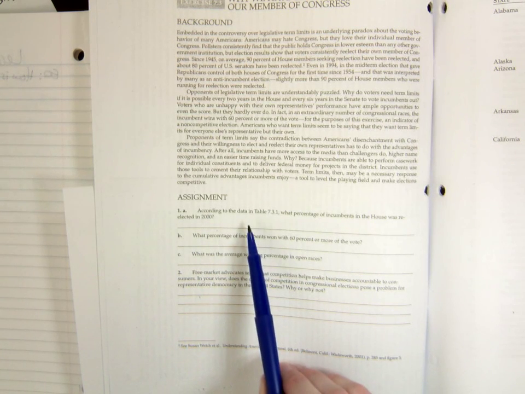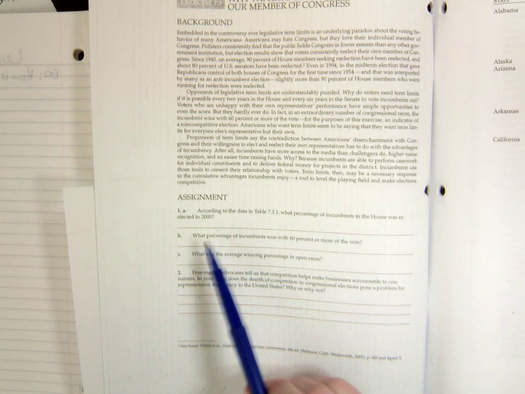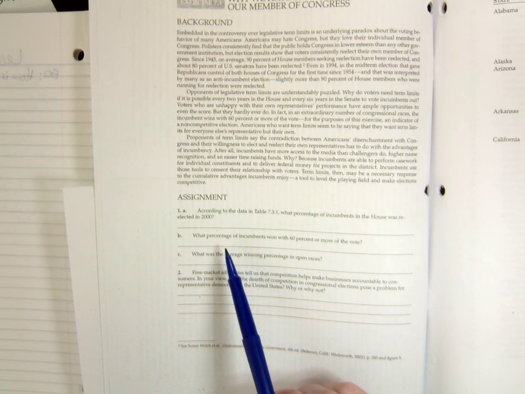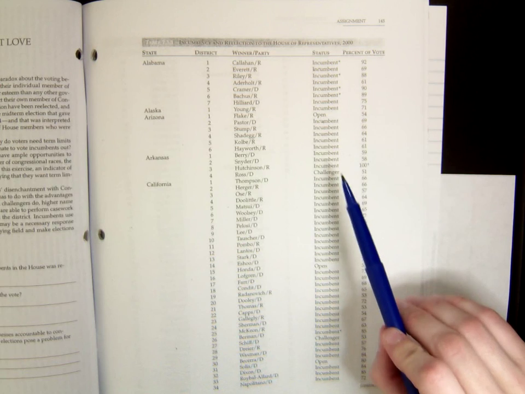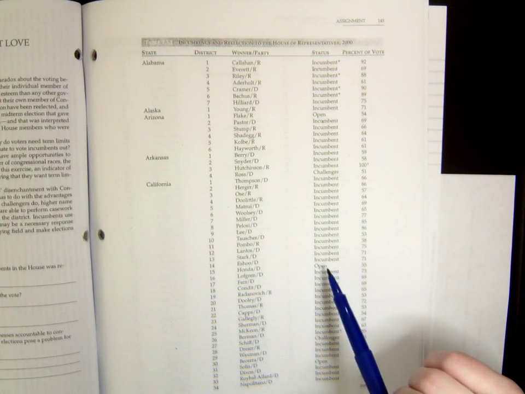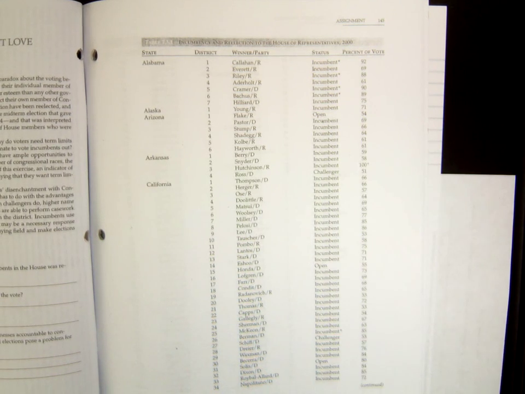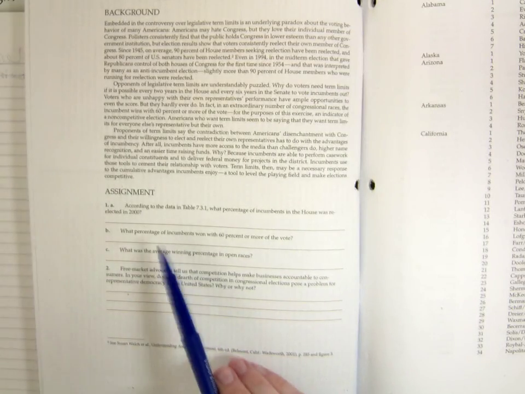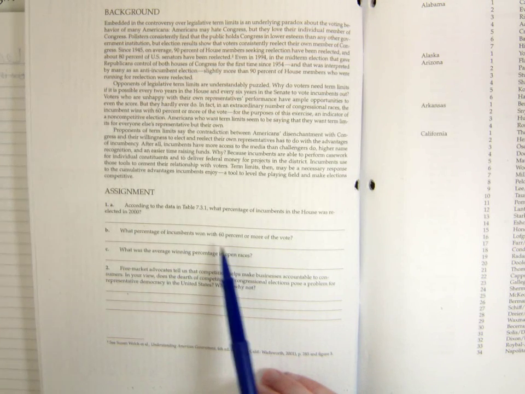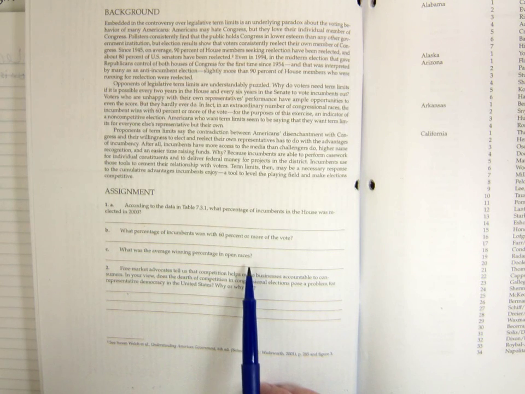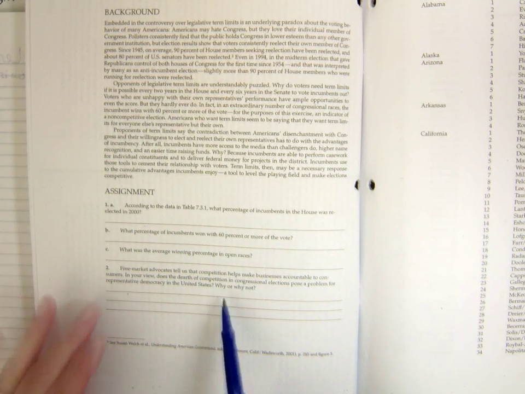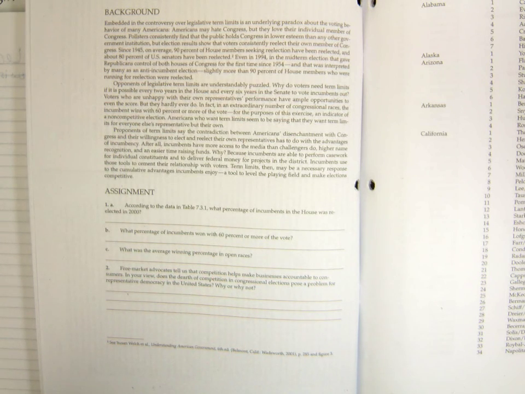According to the table, what percentage of incumbents in the House was reelected? So go through and see how many times the word incumbent is written, and divide it by the number of elections. So you'll notice you're going to be counting a lot of incumbent. You could also opt to count the open and challengers and do some subtraction to save you from all that counting. The next thing you're doing is looking at when those incumbents won, what percentage of them won by a landslide of 60% or more of the vote, and then find me the average winning percent in open races. After you do that, you should be able to do number 2. So pause this while you work on that.